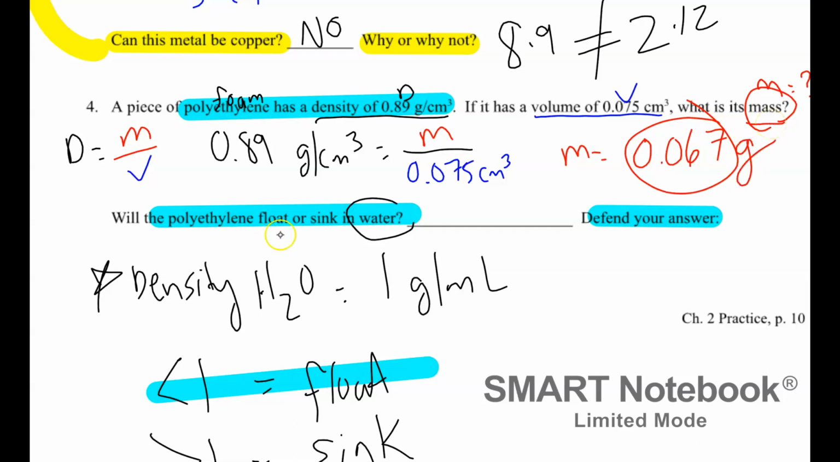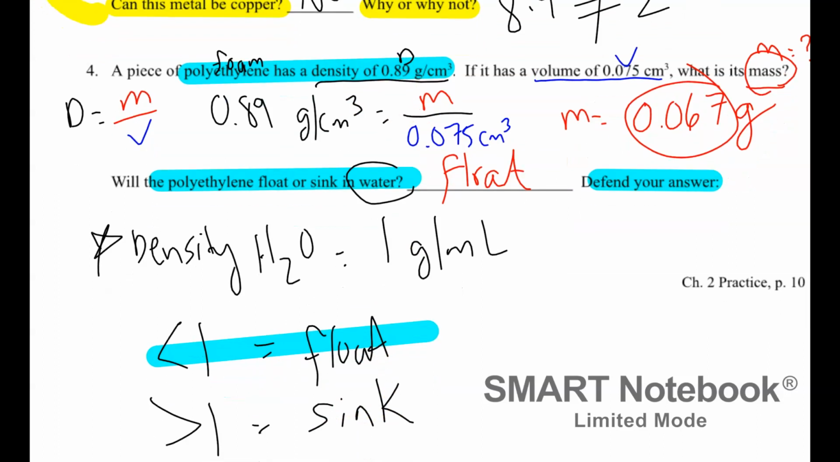Will the polyethylene float or sink in water? Well, from your notes, you know that the density of water is 1 gram per milliliter. The density of the foam is 0.89. It's less than that of water, so it will float. Why? Well, right here's your defense. If things are less dense, they will float. If they are more dense, they will sink, and 0.89 is less than 1.